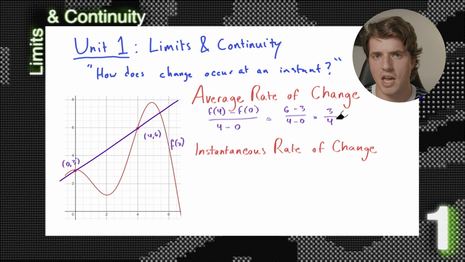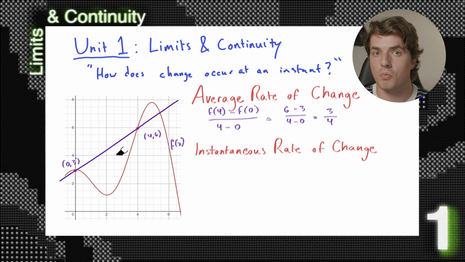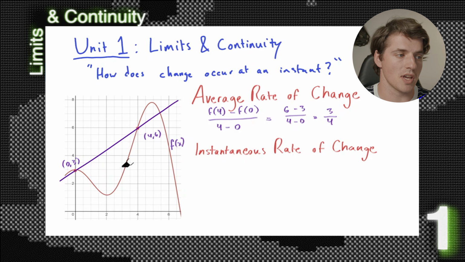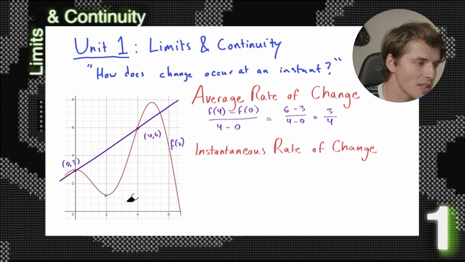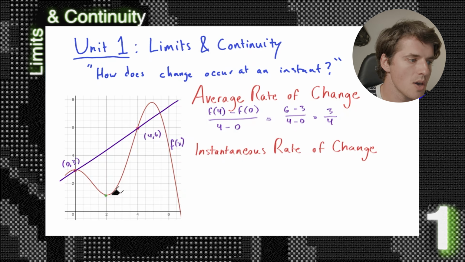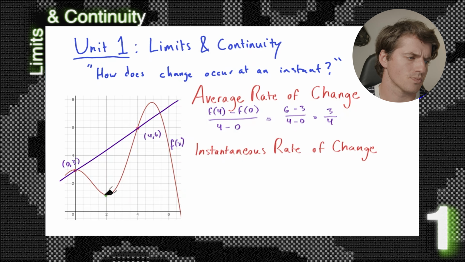So this should be reviewed. We have talked about this in pre-cal. But calculus asks, what happens at a moment? So we know this for a period of time, but what if we wanted to know what's happening specifically at, let's say, time t equals 2 or x equals 2? What's happening here? How fast are we changing?